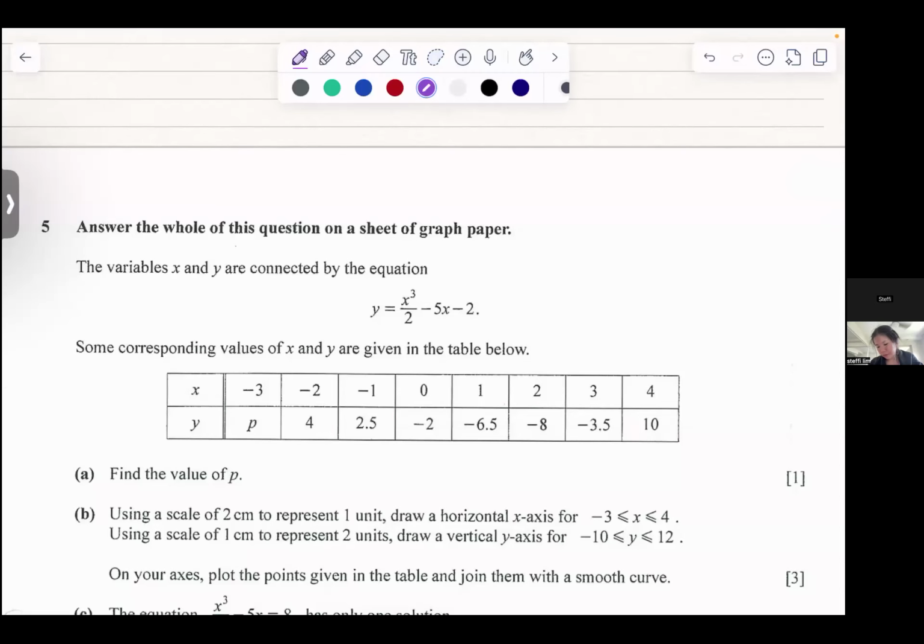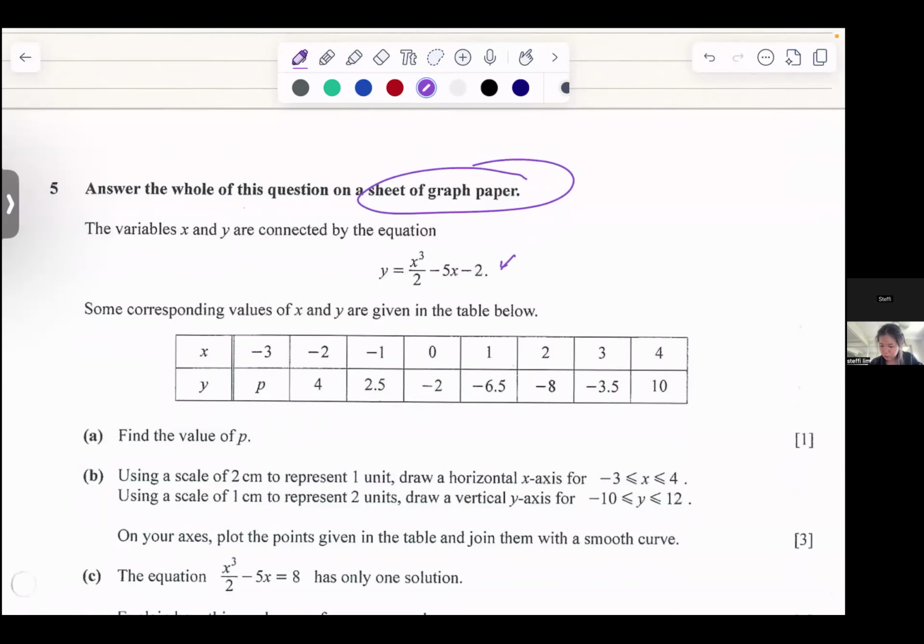Hi, so this is question 5, graph drawing. Okay, so you have to answer this whole question on a sheet of graph paper. They give you an equation, this one, a cubic equation, give you some points for you to plot, and ask you to find the value of p.